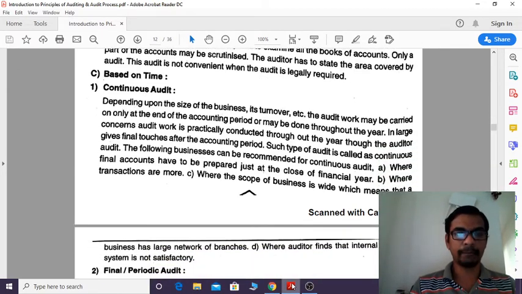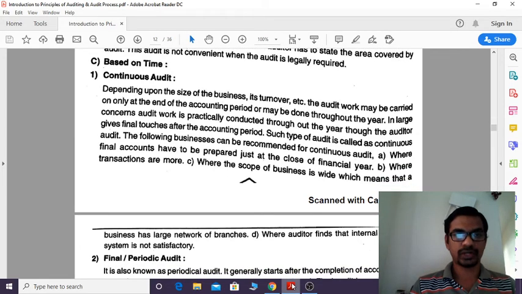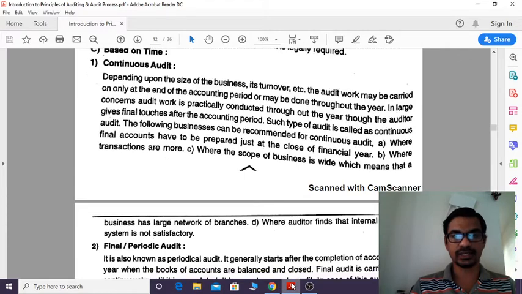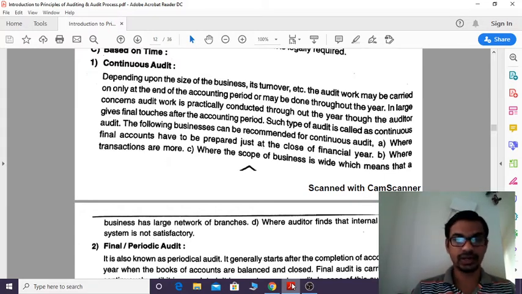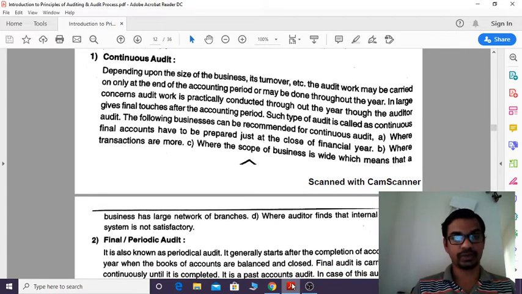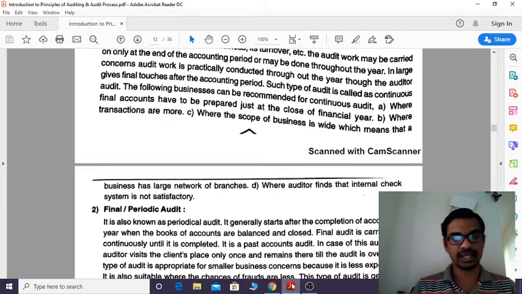The next one, based on time. So continuous audit. Depending upon the size of the business and its turnover, the audit work may be carried out only at the end of the accounting period or may be done throughout the year. In a large concern, audit work is practically conducted throughout the year, meaning the audit work is performed continuously. That kind of audit is called the continuous audit.